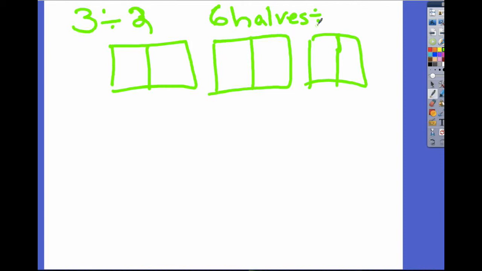So 3 equals 6 halves divided by what? How many ways did I divide it? Nope, I have 6 of these, and how many? 2. So what is 6 divided by 2? 3, but remember we're dealing with halves, so 3 over 2.